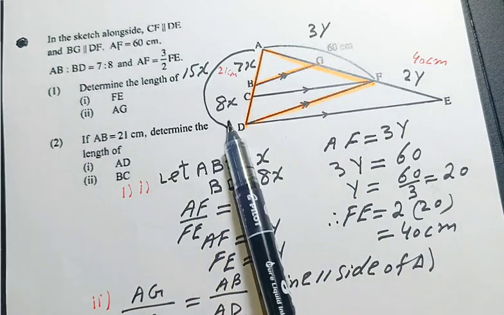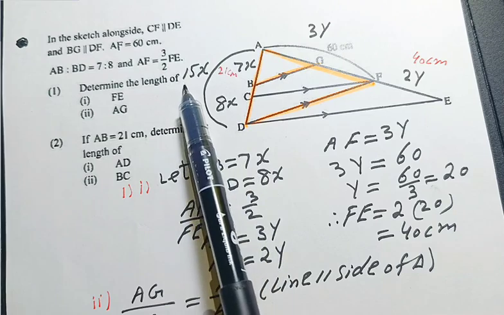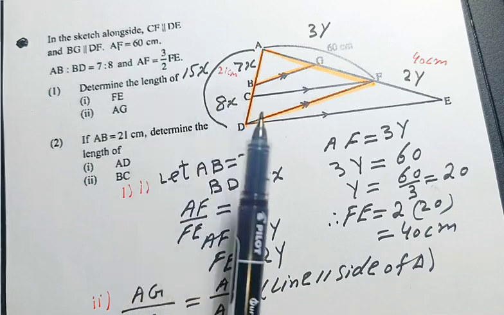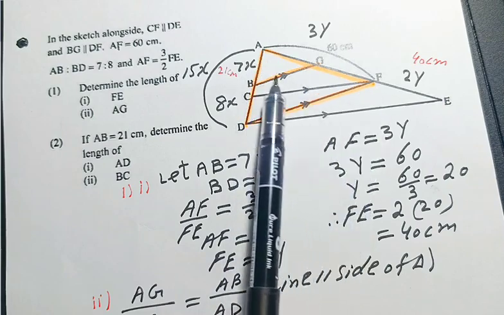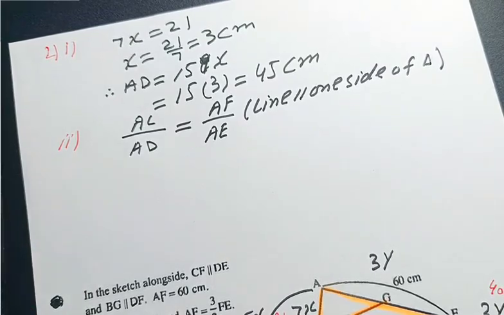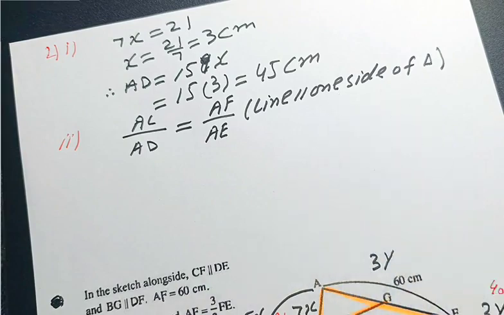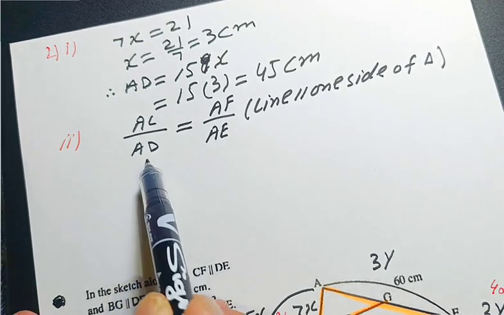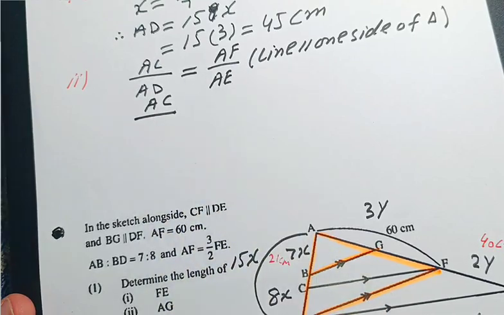Have a look here. I'm going to say AC over AD, because we do have the AD 45 centimeter, and we have to match it on the right hand side. So it's going to be AF over AE. I'm going to say AC over AD is equal to AF over AE, line parallel to one side of triangle. This is the reason, you must give the reason. Now AC we need to find, we don't know. But the AD we do know, 45 centimeter, which we found earlier.